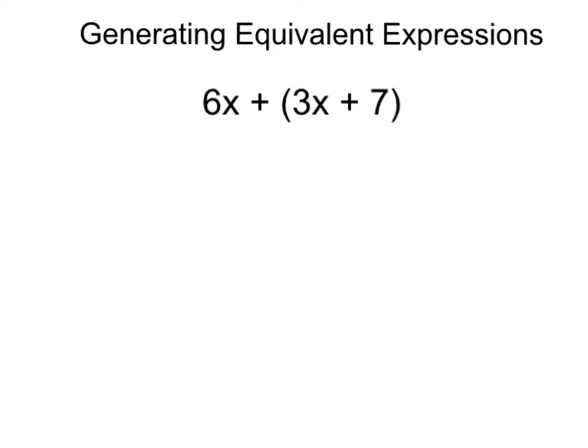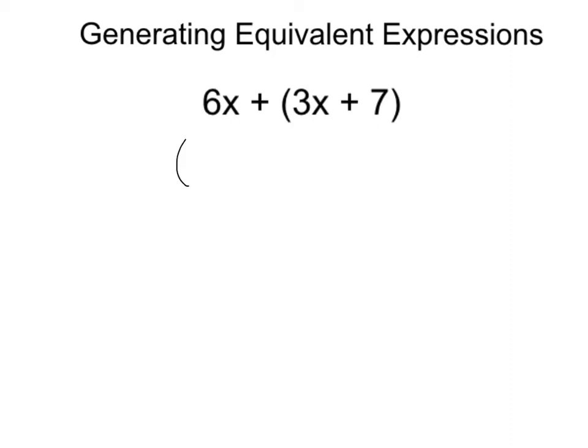Now let's look at generating equivalent expressions. Equivalent expressions are what we talked about in section 3.6 that we discussed earlier this week. But with this, we're going to use some of our properties, our associative property or commutative property, to rearrange these numbers so that like things get grouped together, and then we can simplify from there.